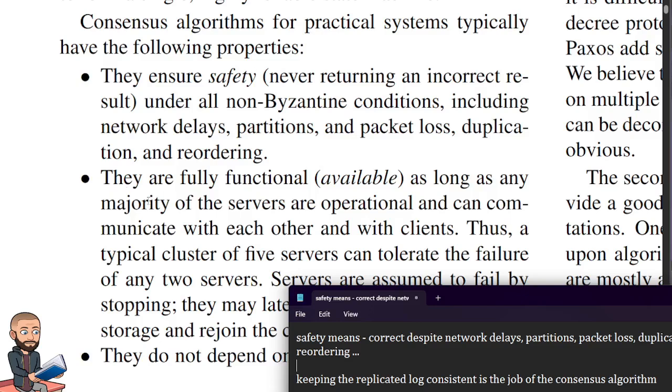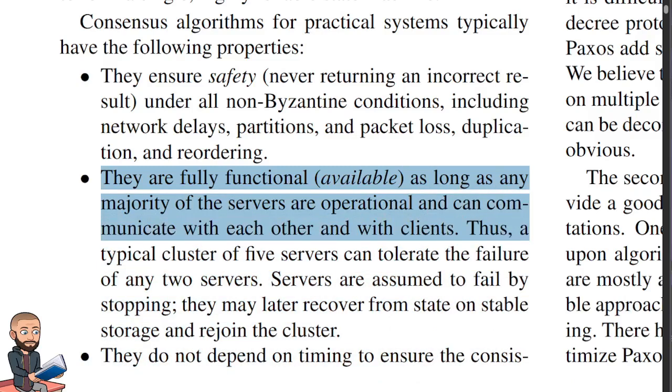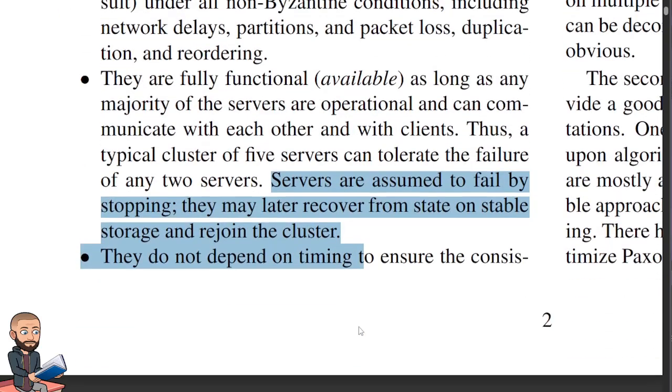Another property consensus algorithms have outside of safety is they are fully functional, that is, available as long as any majority of the servers are operational and can communicate with each other and with clients. Thus, a typical cluster of 5 servers can tolerate the failure of any 2 servers, and servers are assumed to fail by stopping. They may later recover from state on stable storage and rejoin the cluster.